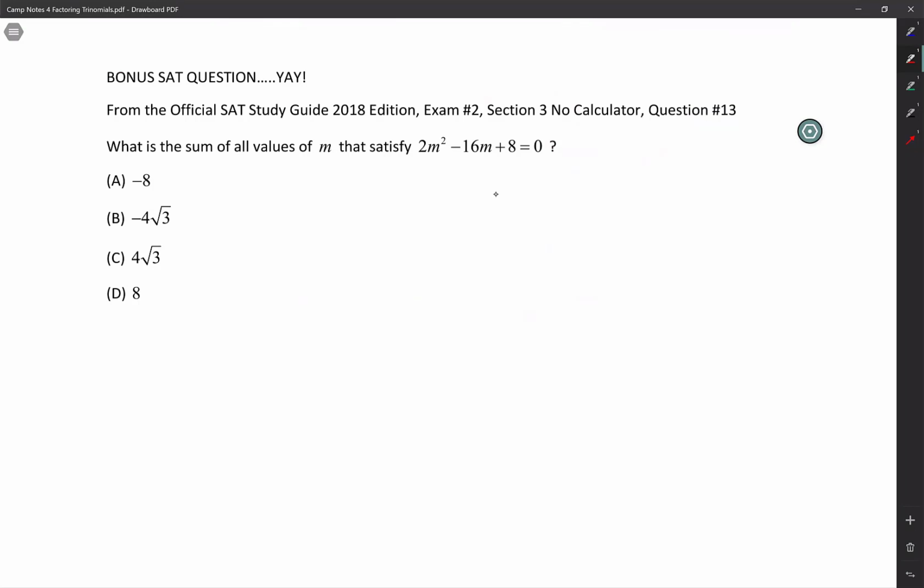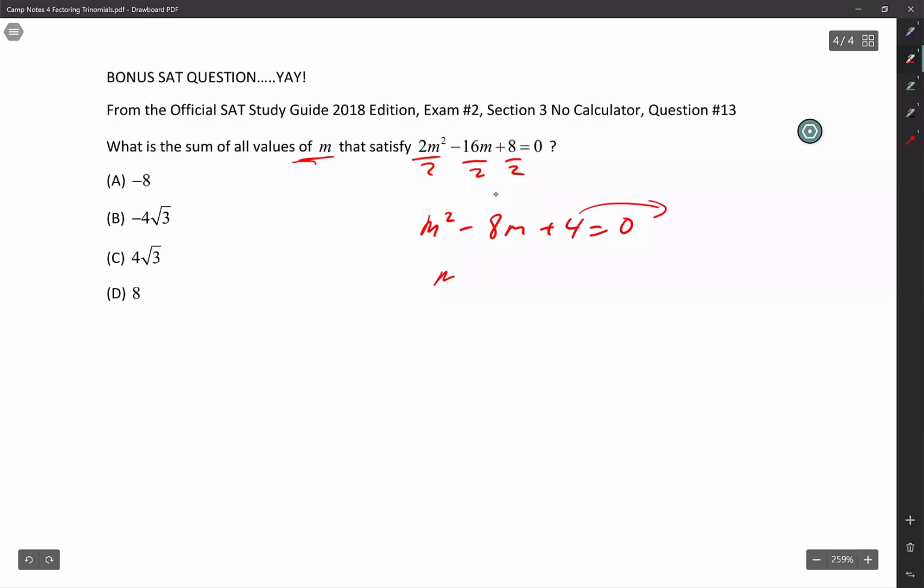So on this one, it says, what is the sum of all values of m that satisfy this equation? So one route that you can go is the quadratic formula, but all this week we've been doing completing the square. So let's go the completing the square route. Let's find the solutions for m, and then let's add them together. So I'm going to divide everything by 2. So I have m squared minus 8m plus 4 equals 0. I move the 4 to the other side. m squared minus 8m equals negative 4.